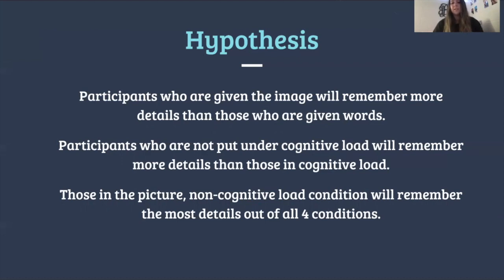So we thought that the 7 number would be perfect. And if they were chosen to remember that number, it would kind of get rid of that previous information that they saw, whether it was the image or the word. And we thought that that would have an impact on their memory. And then ultimately, we thought that those in the picture non-cognitive load condition would remember the most details out of all 4 conditions, and that they would have the highest mean accuracy of number of answers correct.